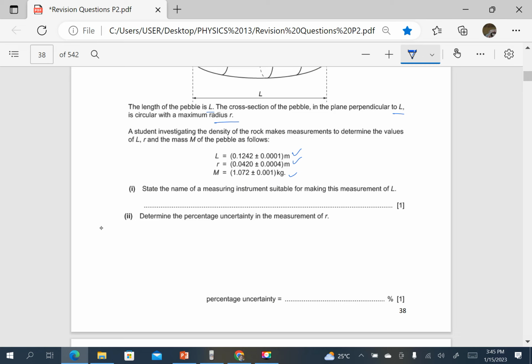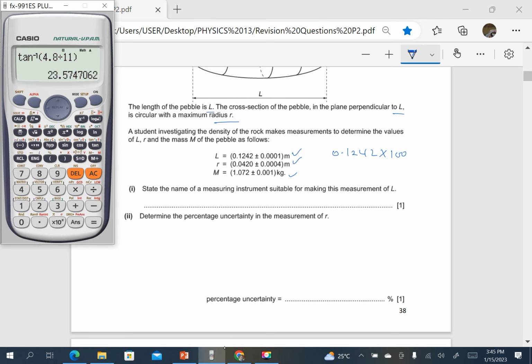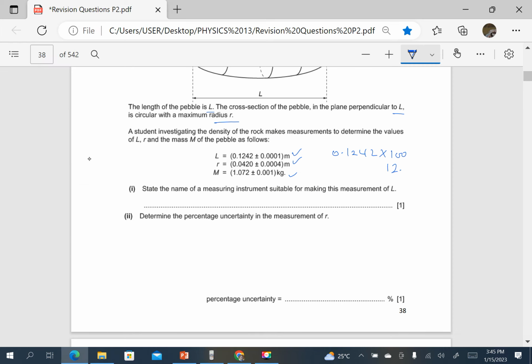So let's try to change this to centimeters. 0.1242 is in meters, so for centimeters, times 100. 0.1242 times 100. That is 12.42 in centimeters. So these are two decimal places in centimeters. So it is in most cases going to be measured using a vernier caliper. Vernier calipers because of the two decimal places rather than a meter ruler. It would be a meter ruler if it was one decimal place.